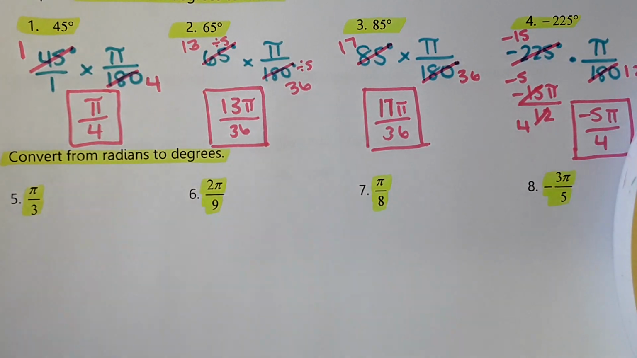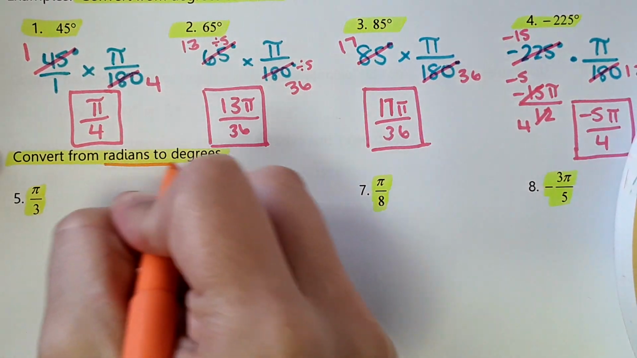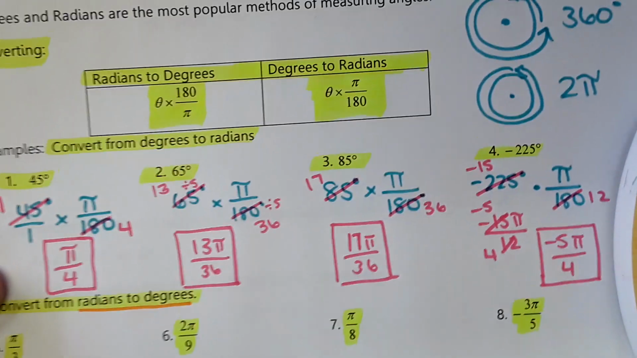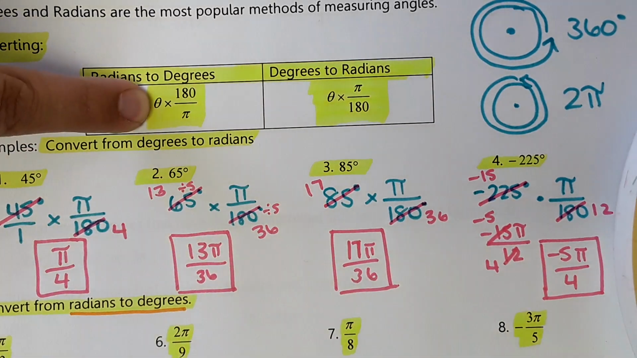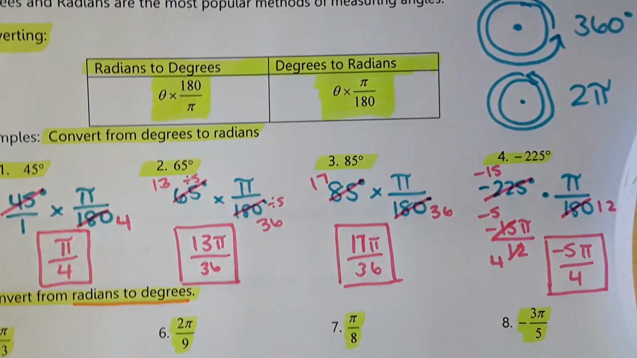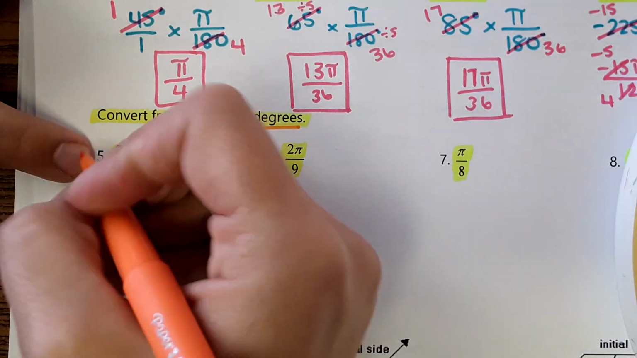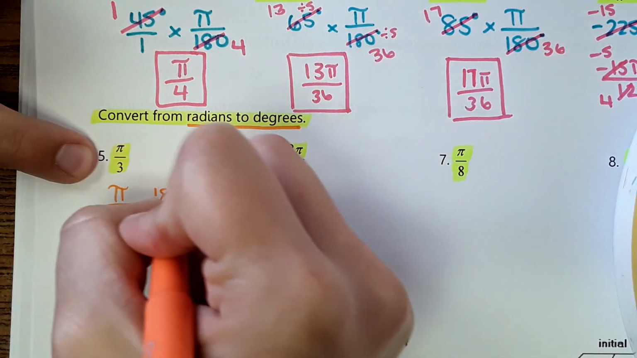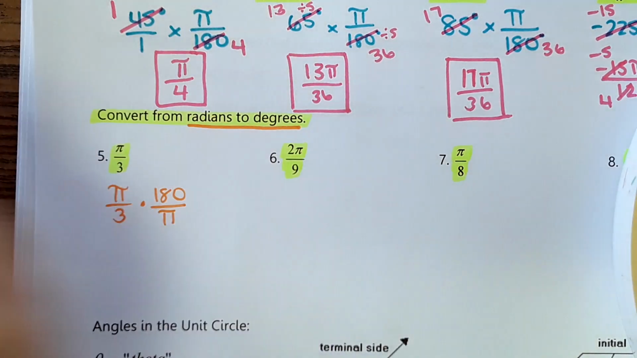The next set of questions, we're going to go from radians to degrees. So they're going to give us the radians, and we're trying to find the degree measure. The equation for this is theta, which is going to be the number they give us, times 180 over pi. So here we have pi over 3 times 180 over pi.